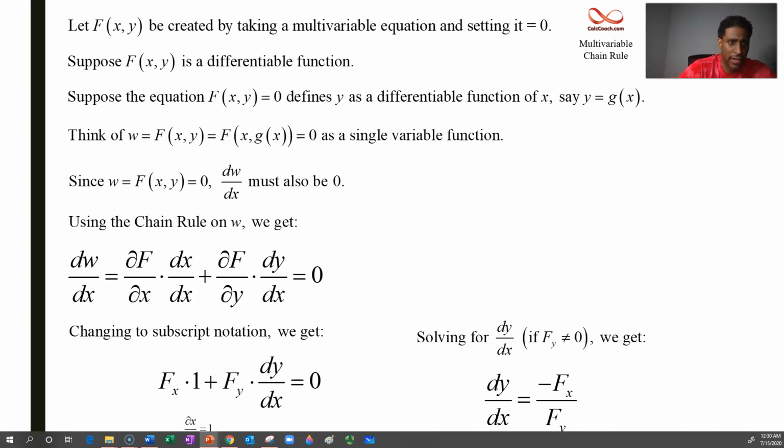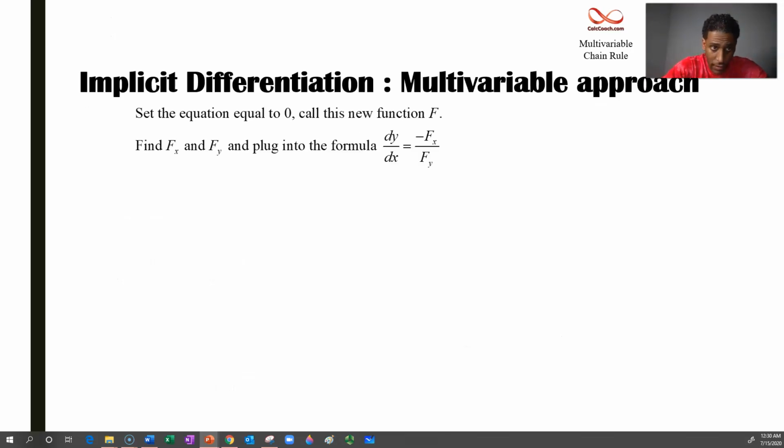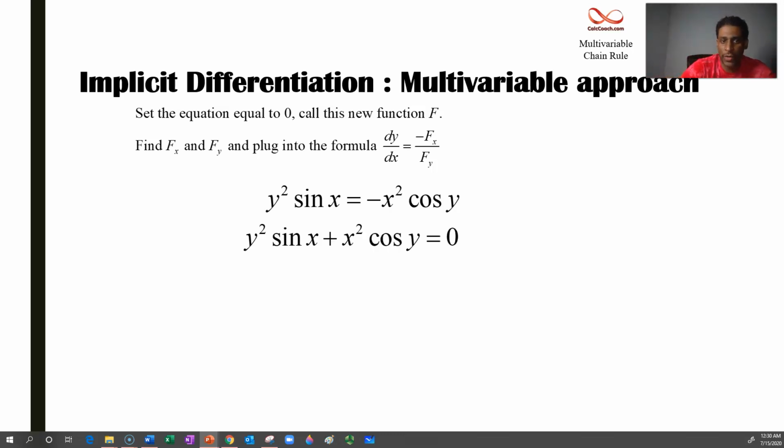Okay, and there's a higher level to this we'll see when the inside function is multivariable. But anyway, let's do the exact same question we had done earlier in the video, but let's do it with a multivariable approach. Set the equation equal to 0, call this new function f, take the x partial, take the y partial, and plug them into that formula, the opposite of the x partial divided by the y partial. So here's our same function. We're going to move over the x squared cosine y to set it equal to 0, call that function capital F. We're going to take the x partial, take the y partial, and divide, and take the opposite.